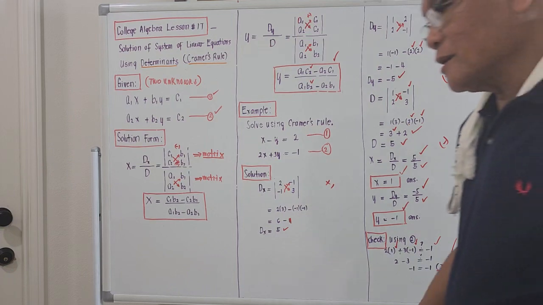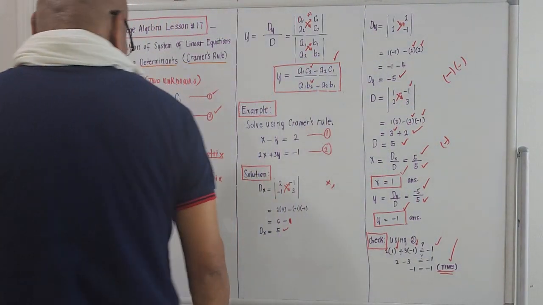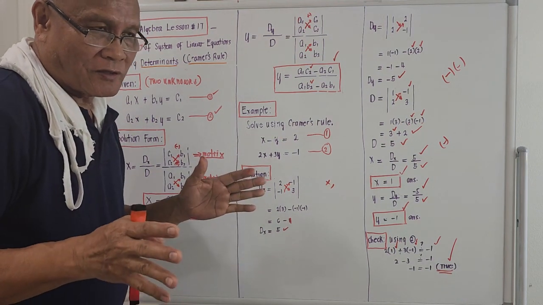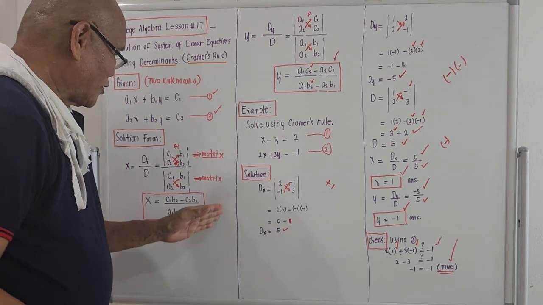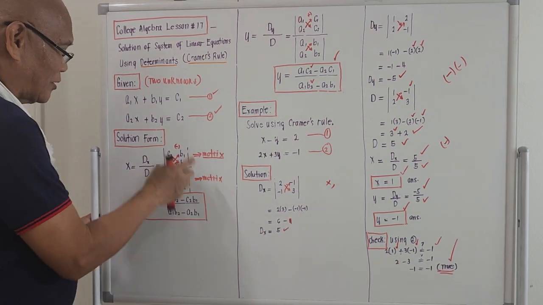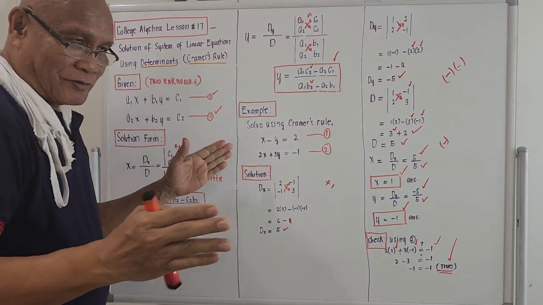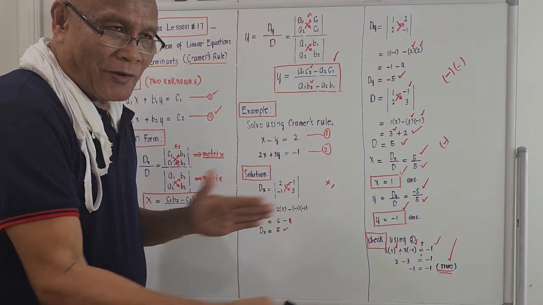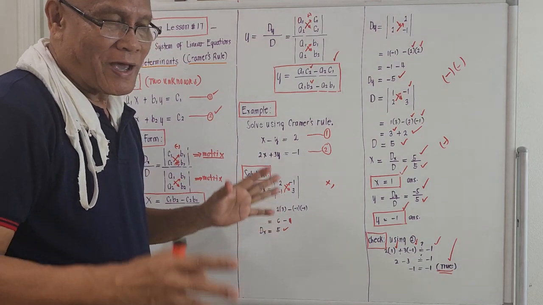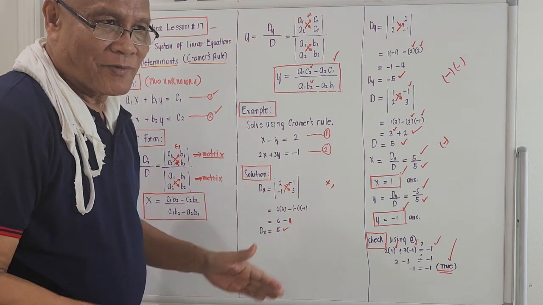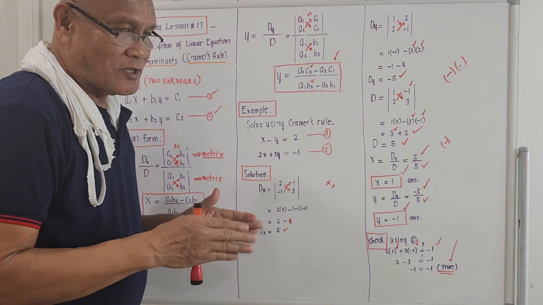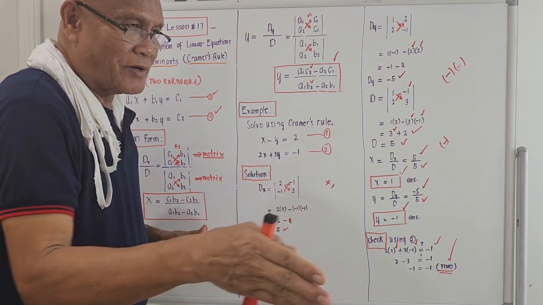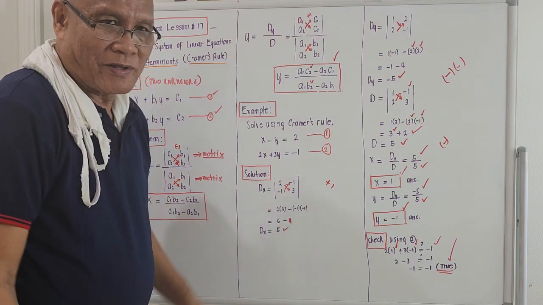Okay, that's it guys. That is how we solve a system of linear equations using Cramer's rule or determinants rule. But this only applies for 2 unknowns. For 3 unknowns, that will be a different story. It's more complicated. For 4 unknowns, it's much more complicated. That's why I don't recommend determinants in the solution of a system of linear equations if the number of unknowns is more than 3. Okay, it's up to you if you use determinants.